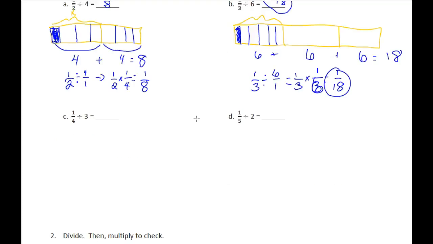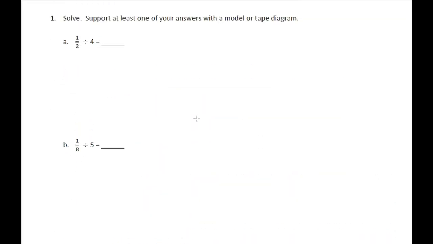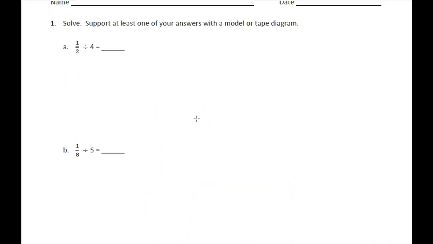Let's take a look at today's homework. So solve, and support at least one of your answers with a model or tape diagram. I'm going to ask you just to do A. Just do A. And so you're going to have to start with your whole. And then it's asking you to break it into 2 equal pieces. And then to break those into 4 pieces each. And see what you come up with.